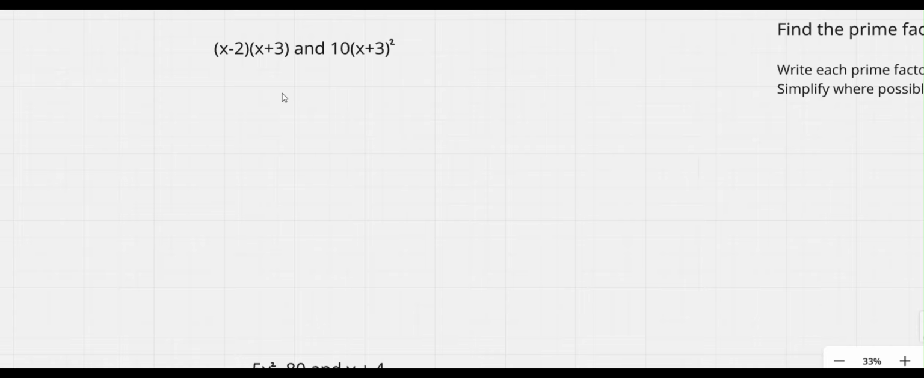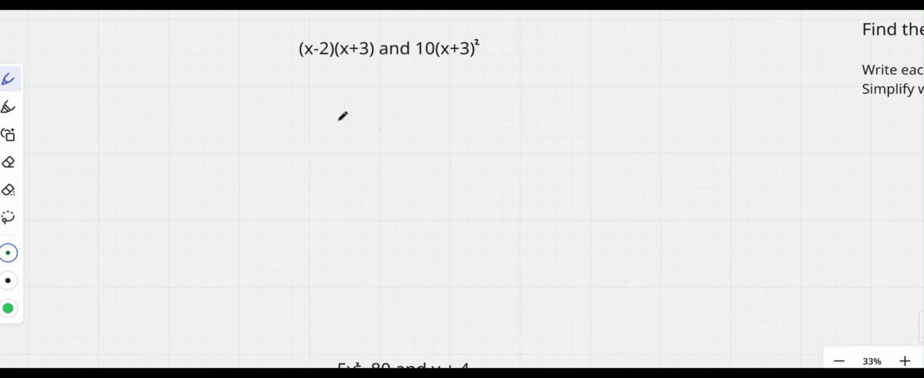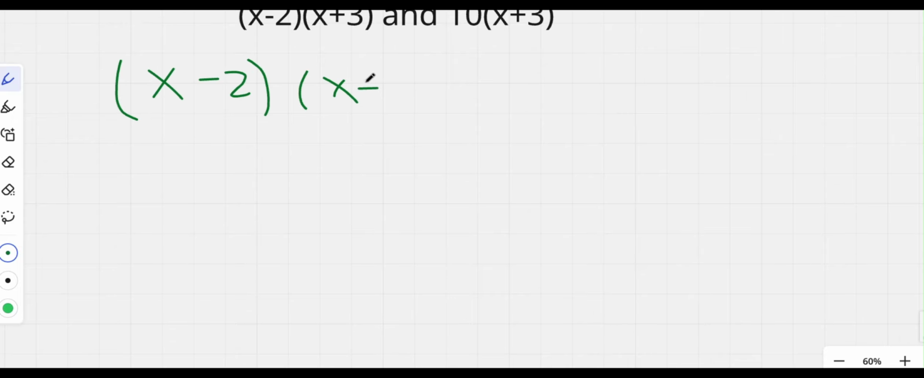Find the least common multiple of each polynomial. So here we have x minus 2 times x plus 3 and 10 times x plus 3 to the second power. So we have to find the prime factors of each expression. We'll start with the first expression. X minus 2 is already a prime factor because it's not divisible by anything other than 1 and itself. And x plus 3 is also a prime factor because it isn't divisible by anything other than 1 and itself.